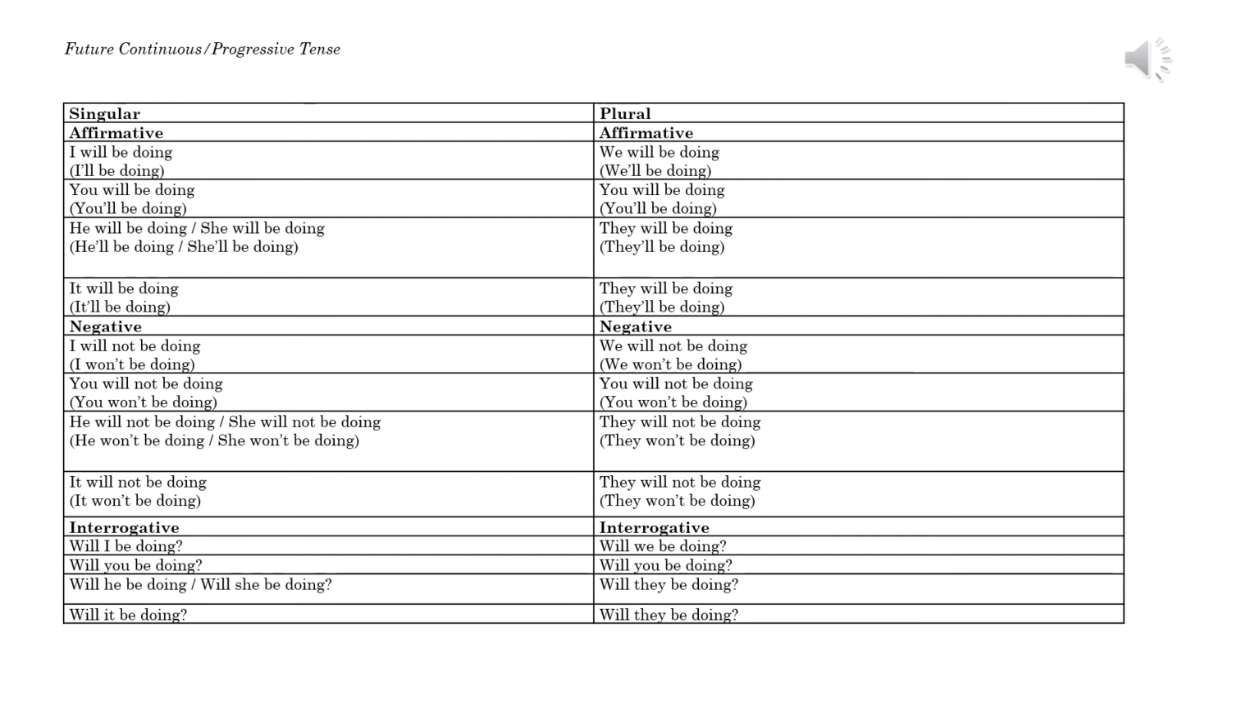Negative. I will not be doing. I won't be doing. You will not be doing. You won't be doing. He will not be doing. She will not be doing. He won't be doing. She won't be doing. It will not be doing. It won't be doing. We will not be doing. We won't be doing. You will not be doing. You won't be doing. They will not be doing. They won't be doing.